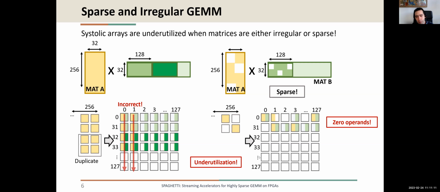And this problem gets worse if the matrices and these tiles from A and B are sparse, because then we will have zero operands in our processing elements. So we're going to see underutilization in our systolic array.